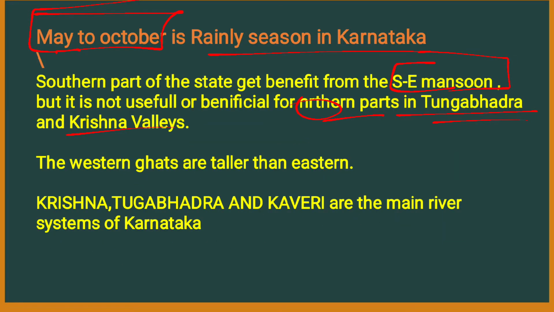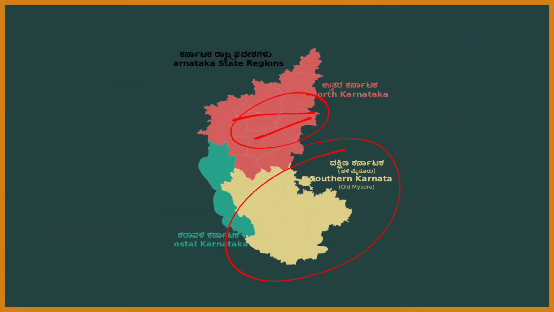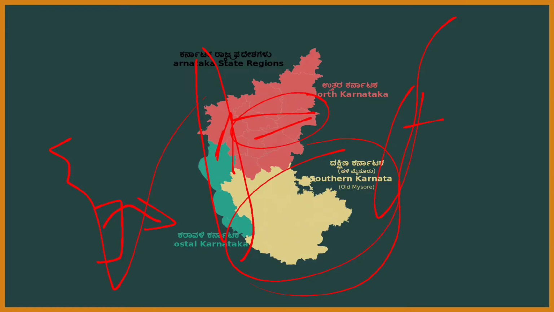The western ghats are taller than the eastern ghats, right? If this is Karnataka, here is the western ghat region, whereas if this is India, here are the eastern ghats. The western ghats are taller than the eastern ghats and that's why this land is elevated. Whenever you consider the Indian map, this land is elevated and therefore rivers flow from west to east. The majority of rivers originate in the western ghats but flow from west to east and join the Bay of Bengal.